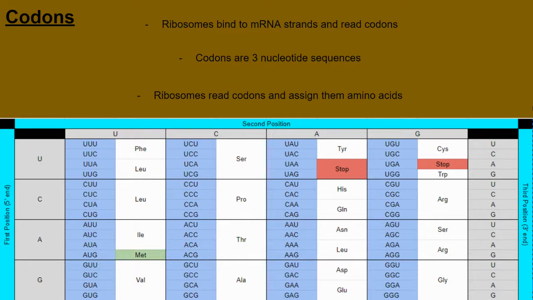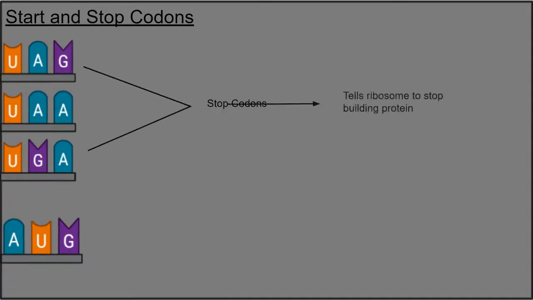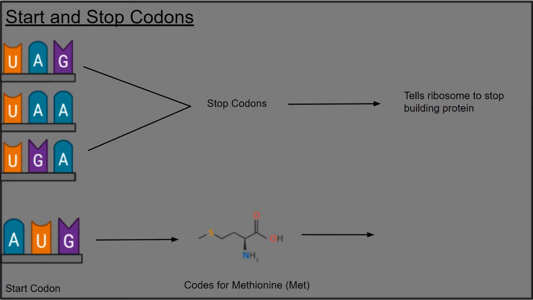But the important codons that you should remember are the stop and start codons. Stop codons tell the ribosome to stop adding amino acids to the protein chain, but they don't actually code for any specific amino acids. Start codons, on the other hand, code for the amino acid methionine, and they initiate translation. There's only one start codon, so every protein starts with methionine. Now that we understand what codons are, let's take a quick look at how translation works.